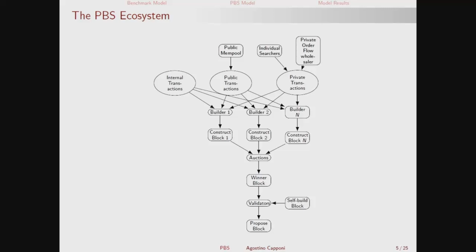We see that there is an intermediate role between the transactions and the proposers and validators, which is basically the builders. So the builders are accessing these transactions, and then they are processing them, building the blocks, and competing in an auction to decide which block will eventually be selected by the validator.